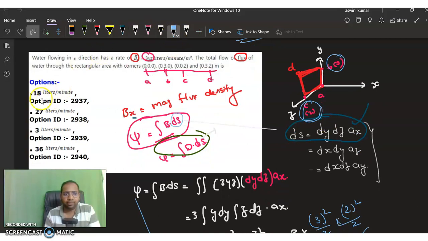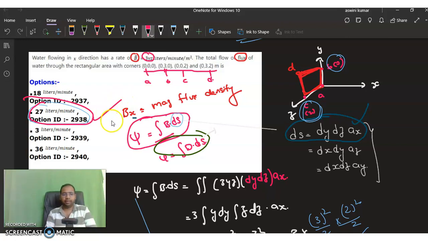That is option B is the correct answer. All of you got it? Option B is the correct answer. That is 2938, option ID. So it is how we have to solve this one, guys.